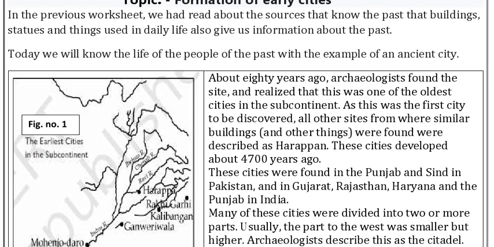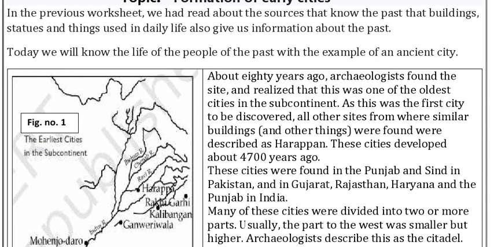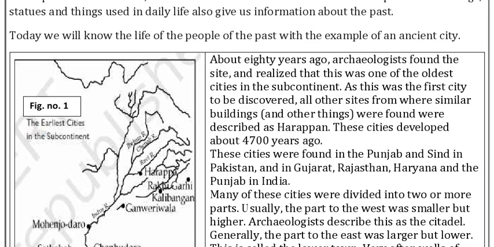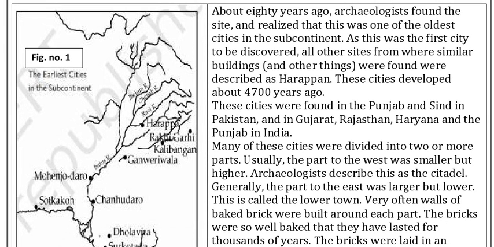Now you see in the previous worksheet we had read about the sources that tell us about the past, that buildings, statues and things used in daily life also give us information about the past. Today we will know the life of the people of the past with the example of an ancient city. The sources which we have found at archaeological sites give us information about the living life and the buildings, statues and things used in the life of the people in the past. Now we will see how the cities in which we find the statues and sources were formed.